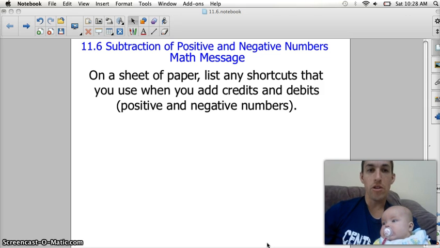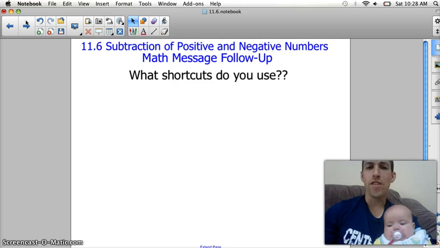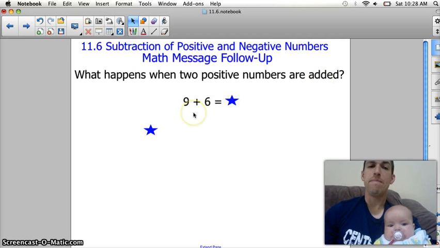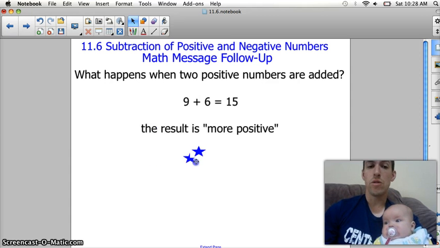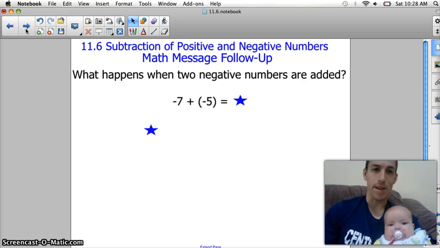But what I wanted to work on first is to think of any shortcuts that you might use when you're adding or subtracting, when you add credits or debits, when you add positive or negative numbers. Pause for a second and try to think about that. All right. For example, what shortcuts do you use? Like for this one, 9 plus 6. Well, a positive 9 plus a positive 6. Well, you've been doing that since kindergarten, first grade. 9 plus 6, I hope you guys know, is 15. So what shortcut do you use? A positive plus a positive is more positive. You have $9, and you have $6, you have more money.